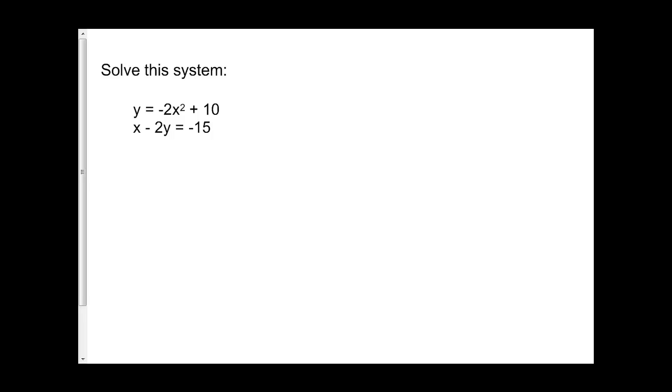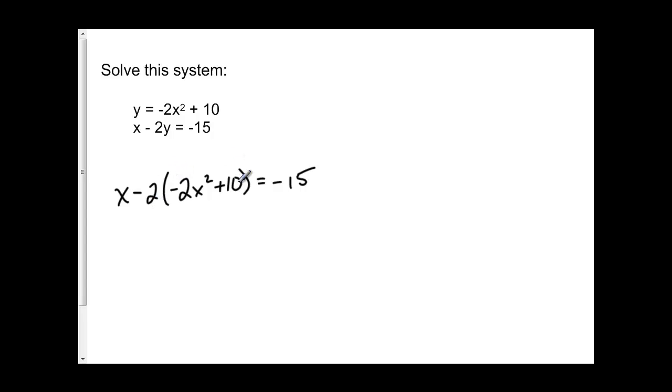Here's another example. This one I could also solve using substitution because I have a y equals equation. So I'm going to substitute this directly into my second equation. So I've got x minus 2, and instead of y, I'm going to write negative 2x squared plus 10. And that's going to equal negative 15.